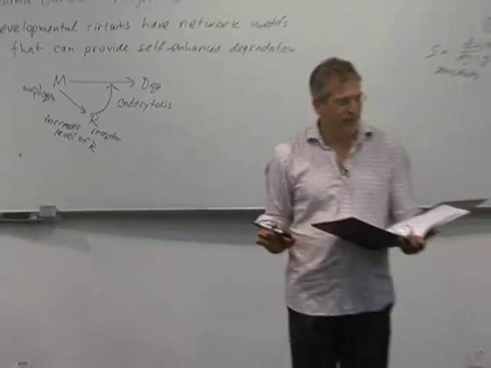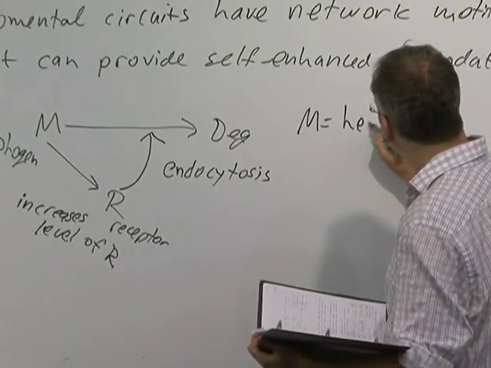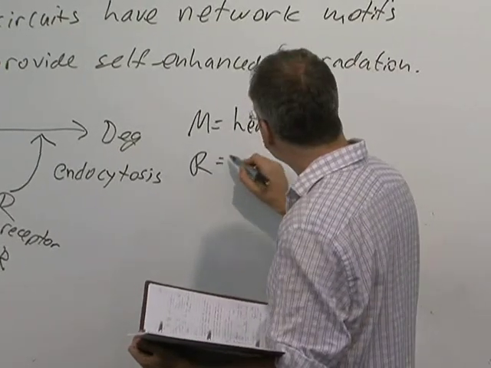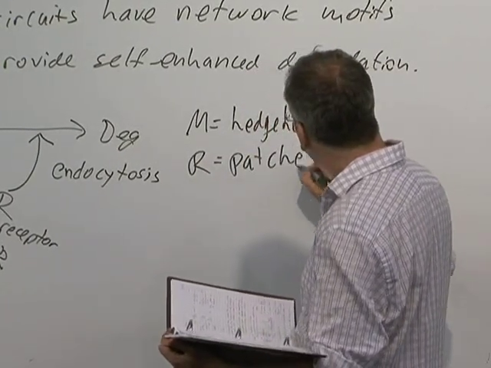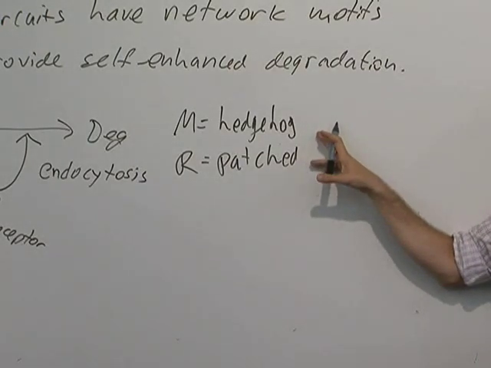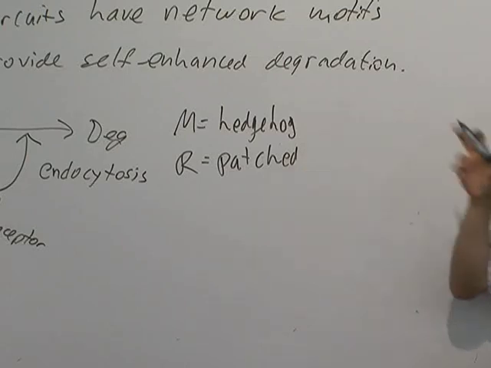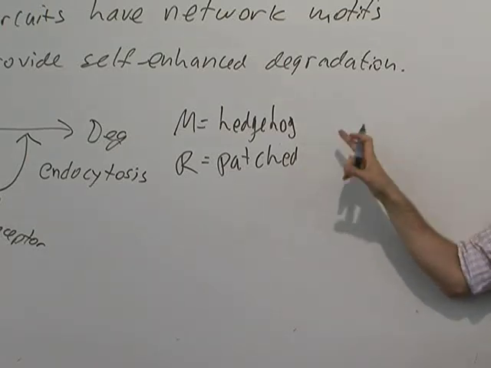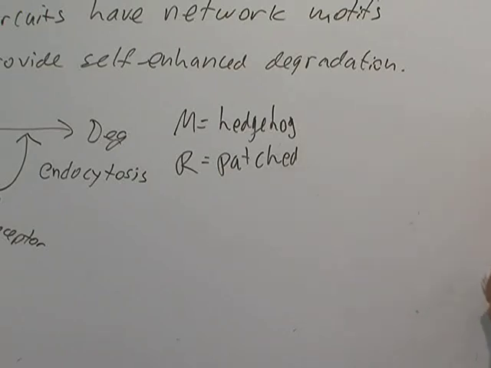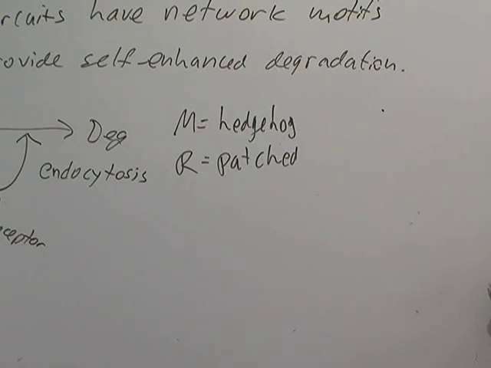Hope I explained myself. The example for this is M equals hedgehog, and R equals patched. These are two names of mutants. The mutants in development have funny names. They tell you what happens to the fly when you mutate it. The fly looks like a hedgehog, etc. This is an example, but there are many other examples.